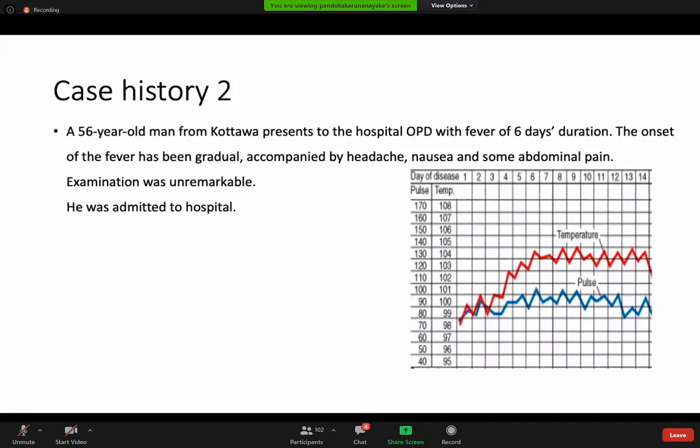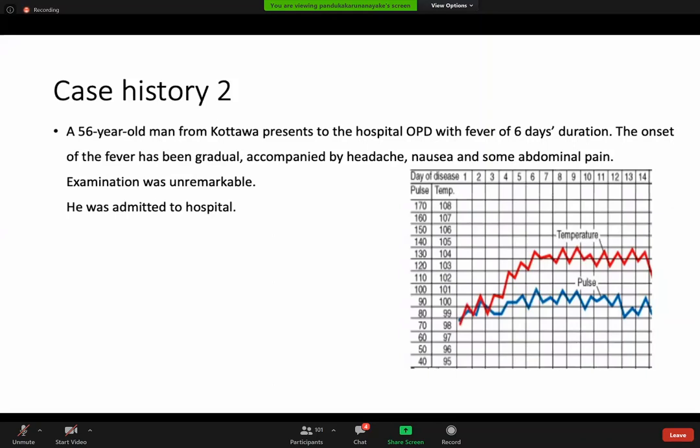So you remember that the typhus case came on the third day, or the second day rather, and got the rash on the third day. So this patient has been staying at home for 5 more days. And that's important because that basically means that it's not as acute an illness as the previous patient.